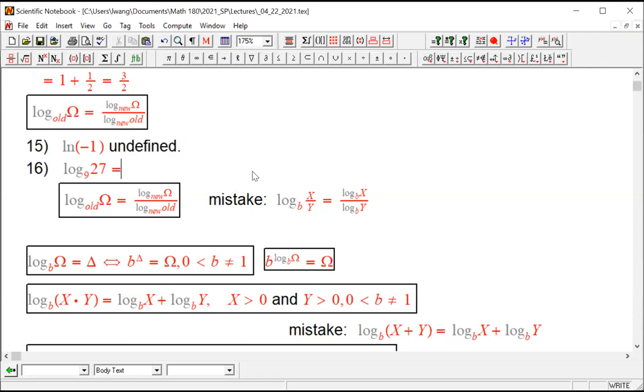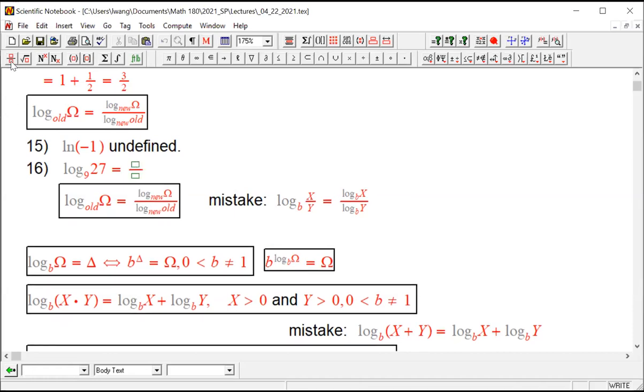So do it by change of base. And you have the liberty to choose any new base of your choice. You really don't have to choose any particular base. You come up with the same answer.